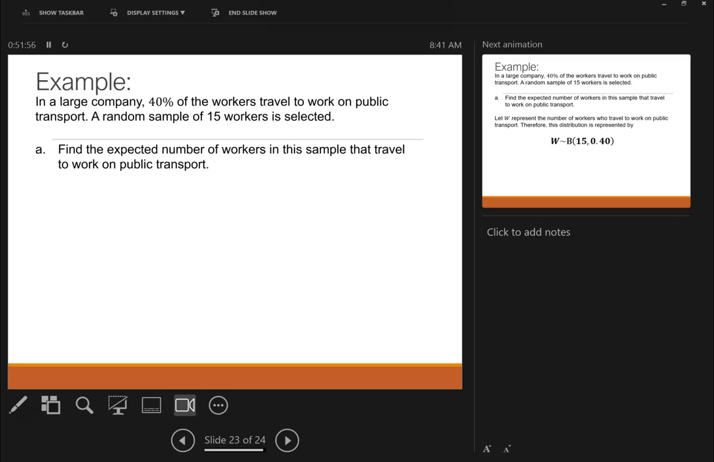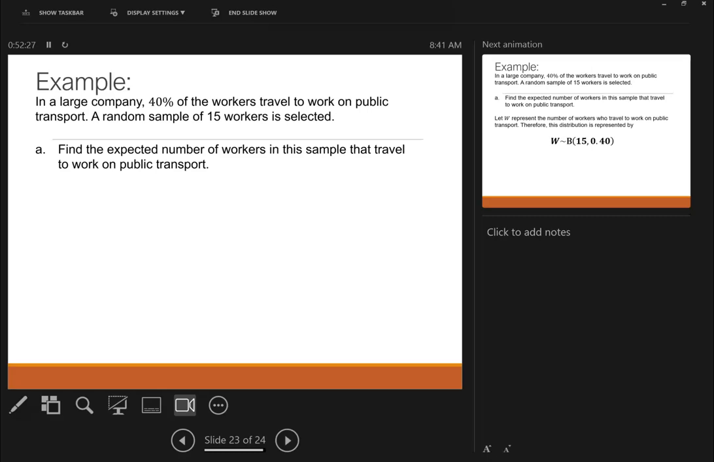Find the expected number of workers in the sample that travel to work on public transport. Large company, 40% of the workers travel to work on public transport. A random sample of 15 workers is selected. Is it binomial? Yeah. How do you know? Independent. Whether a worker rides public transportation or not doesn't affect the other one, so independent. Fixed number of trials is 15.